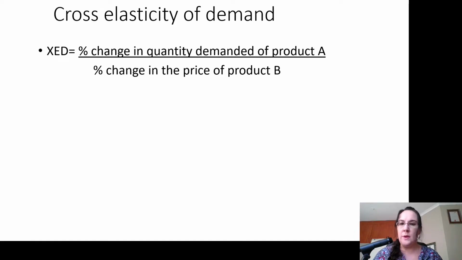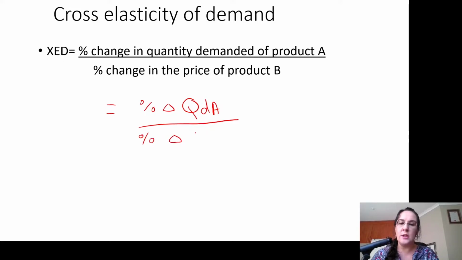Let's look at the formula for cross elasticity of demand. XED's formula is the percentage change in the quantity demanded of product A divided by the percentage change in the price of product B. So let's simplify this mathematically. We have the percentage change in the quantity demanded of A divided by the percentage change in the price of B.